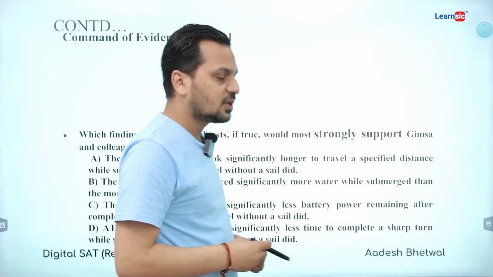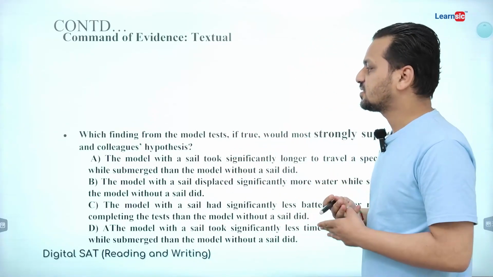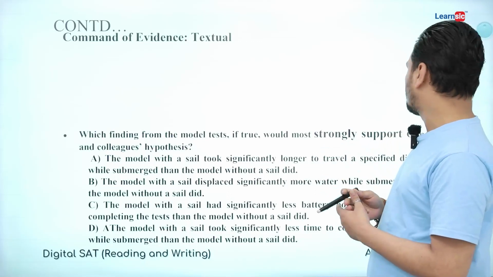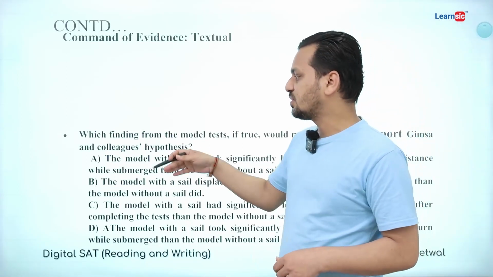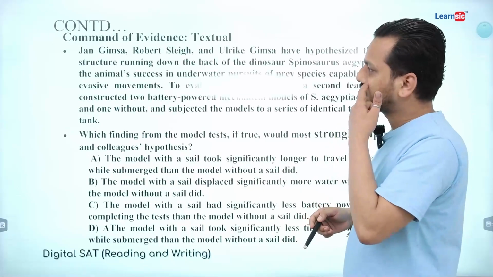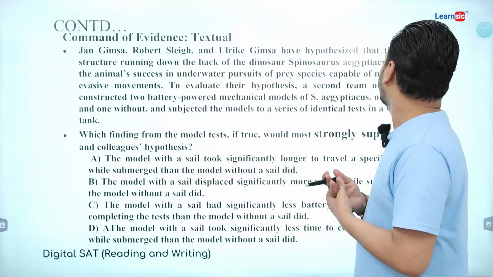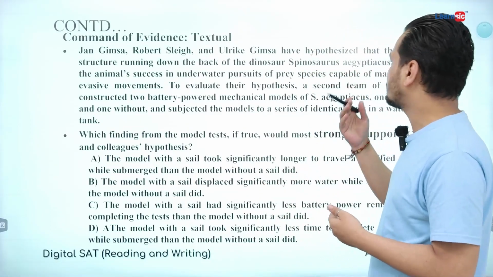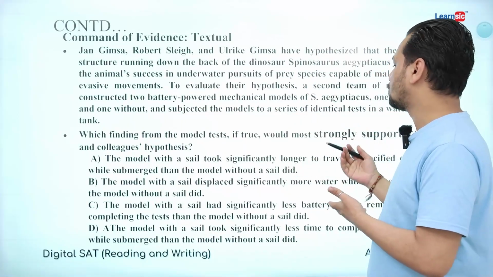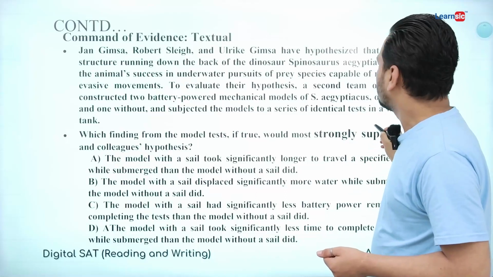So now the next question type is command of evidence, and this time it is just textual. You will be getting a question like this: which finding from the model tests, if true, would most strongly support, you can see support over there, Gimsa and colleagues' hypothesis. So you need to read the text. Gimsa, Robert and Ulrich have hypothesized that the sail-like structure running down the back of a dinosaur is there. After reading this, you have to find which finding from the model tests, if true, would most strongly support Gimsa and colleagues' hypothesis. Again, you need to read this and find the textual evidence which supports it.